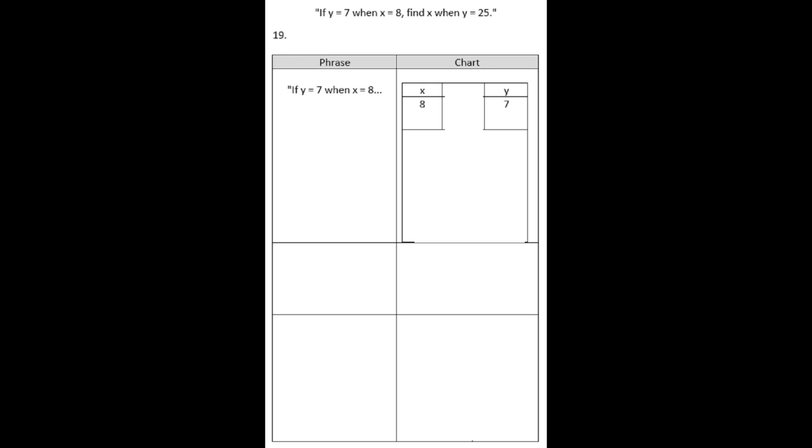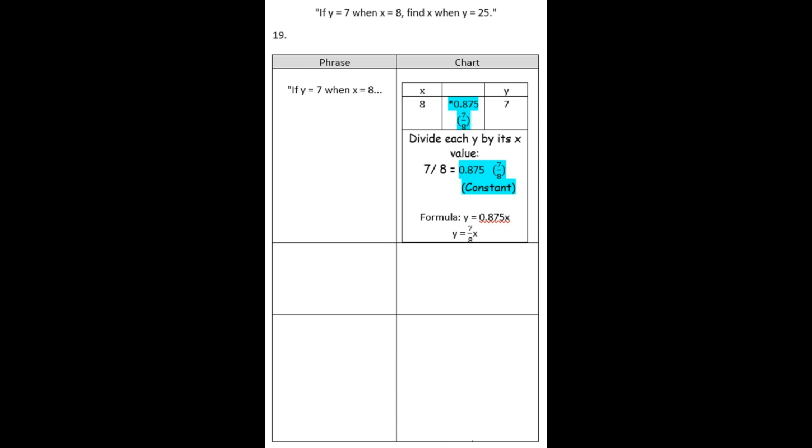All right. So here's number 19. If y equals 7 when x equals 8, find x when y equals 25. So here we go again, same strategy. So we divide our y by our x. So it's 7 divided by 8. And 7 divided by 8 is 0.875, or you can just keep it as 7/8. And our formula is y equals 0.875x or y equals 7/8 x.